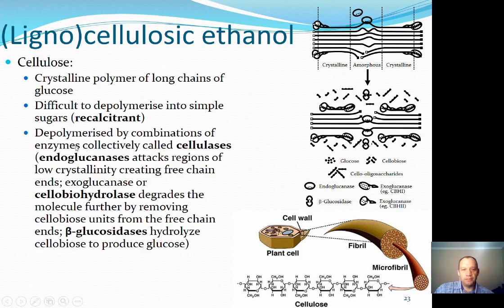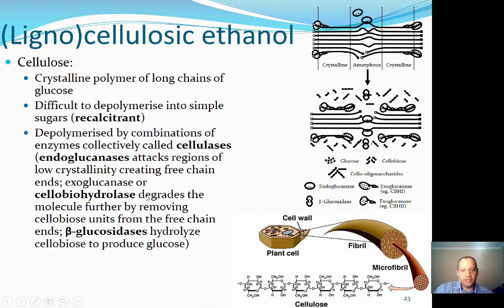So it is depolymerized by combinations of enzymes, and these combinations of enzymes are called cellulases, and there's three main types of cellulases. The first is called endoglucanases, that's drawn over there, and what that does is it specifically attacks the cellulose in these amorphous areas. So endoglucanases attack in those regions of low crystallinity, and that creates more free ends. And the free ends are important because the most important enzyme in breaking down crystalline cellulose is the cellobiohydrolase.